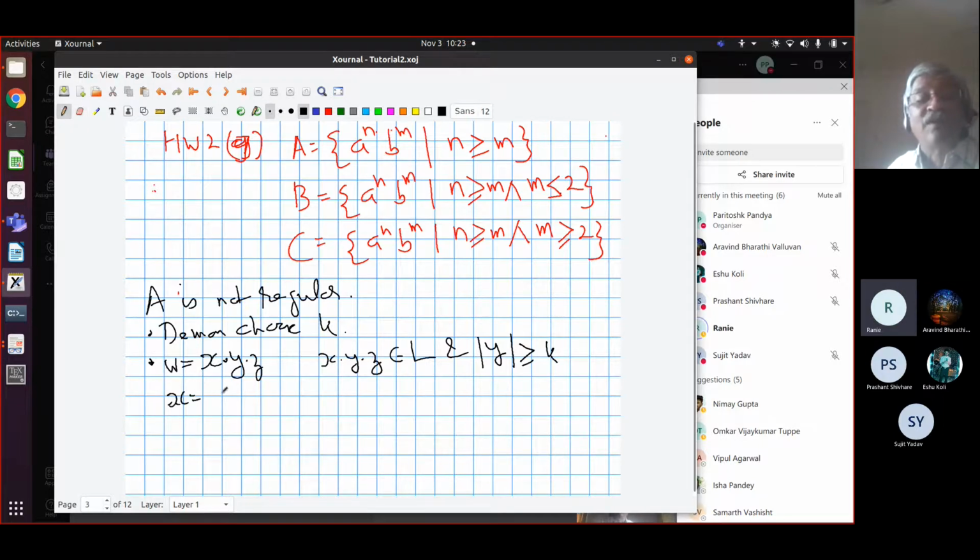So I'll choose X as, I'll help you, choose X as epsilon. Choose Y as A raised to K and Z as B raised to K. Sorry, not N. You are allowed to choose any word which is in this language. I'm so sorry, it is K, chosen by the daemon.